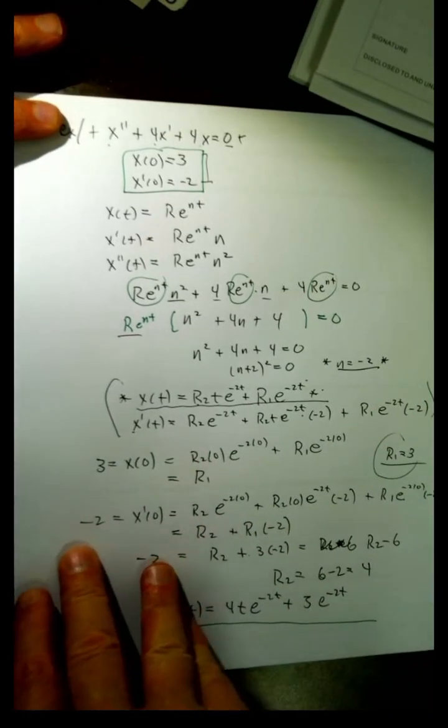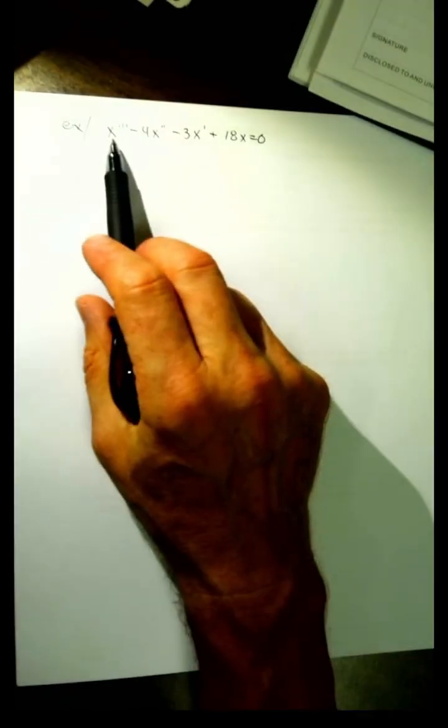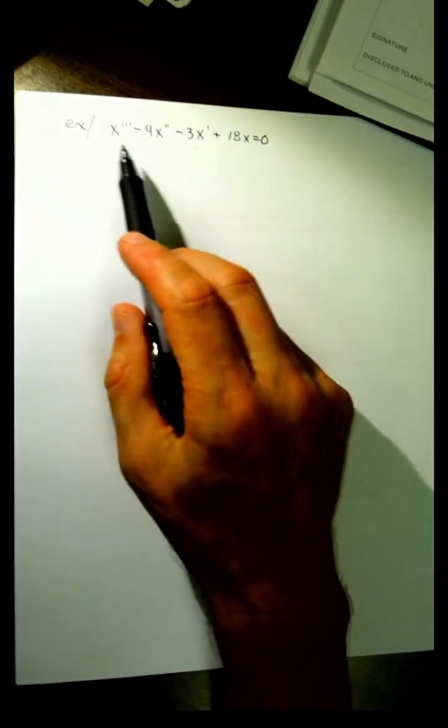Let's look at another example. This example is going to be a third order equation, so it's going to be an algebraic mess. It's x triple prime minus 4x double prime minus 3x prime plus 18x is 0. Because there's 3 derivatives, I know I'm going to have 3 unknowns or 3 functions to work with. It's constant coefficient, it's linear, and it's homogeneous.